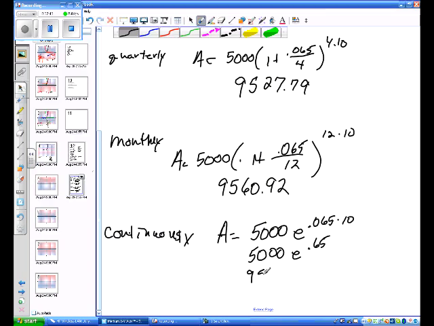So the more times that you can have something compounded, the more money you're going to make. And you'll make more money than if you put it into an account with simple interest. So this is just an introduction to exponential functions, what they look like, what their graphs look like, the characteristics of their graphs, and then using some of our interest formulas to get amounts.